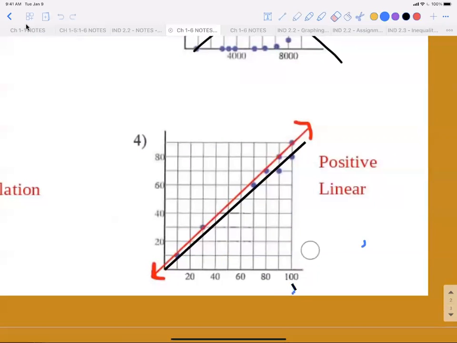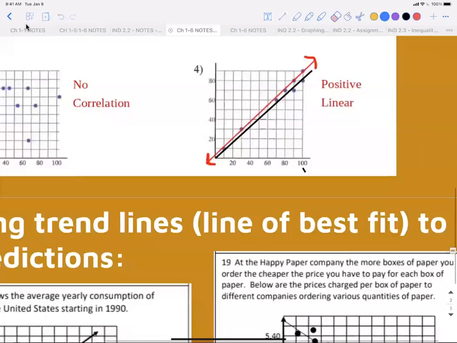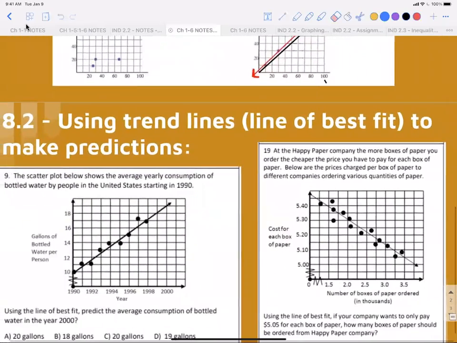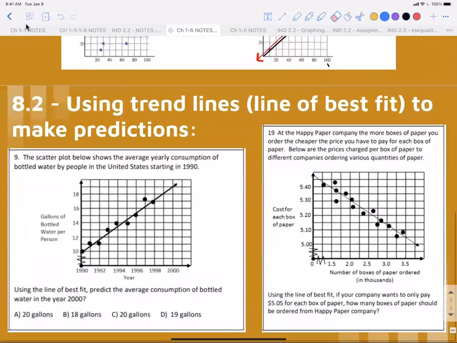Let's see what else. I think we have one more slide here. Yeah. So I've already addressed this a little bit, but why do we draw the line of best fit, right? Why do we draw that trend line through our data? Well, we do it to make predictions.